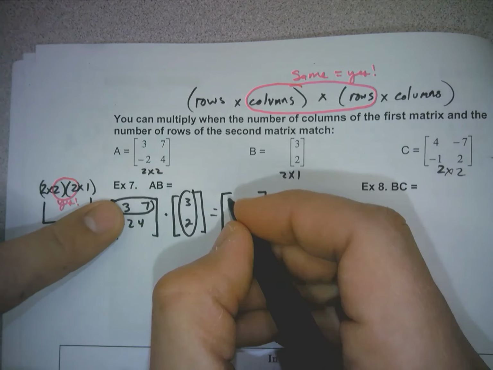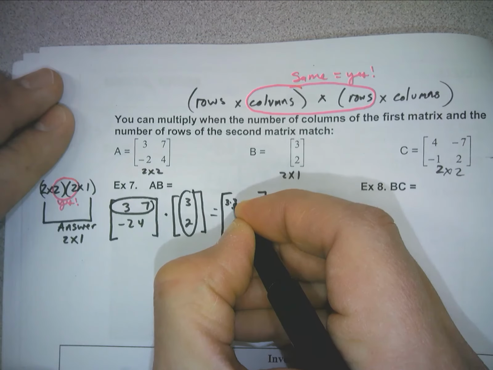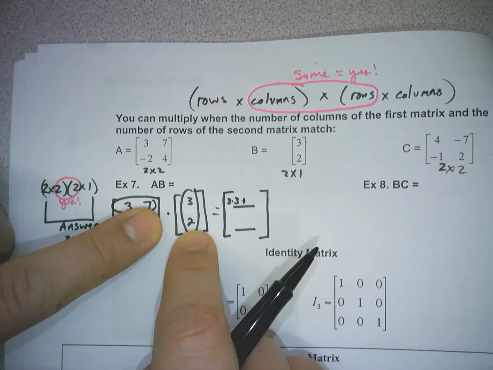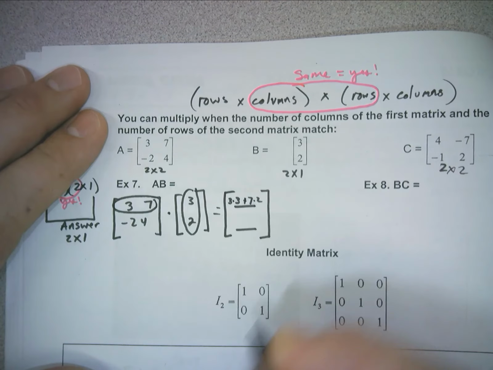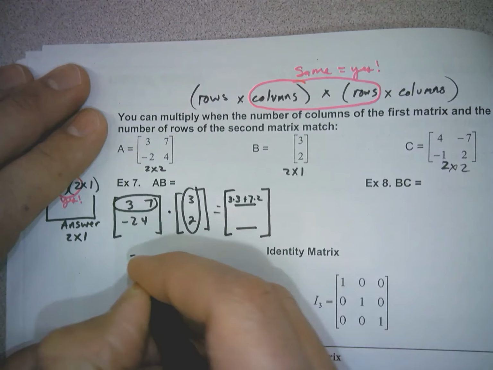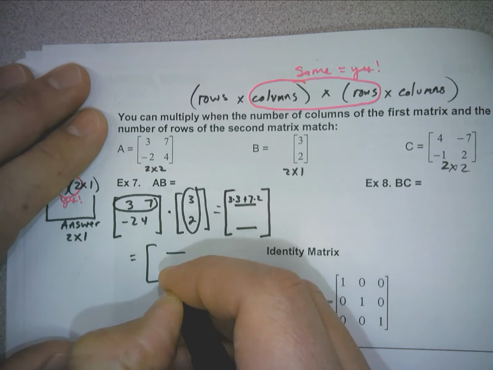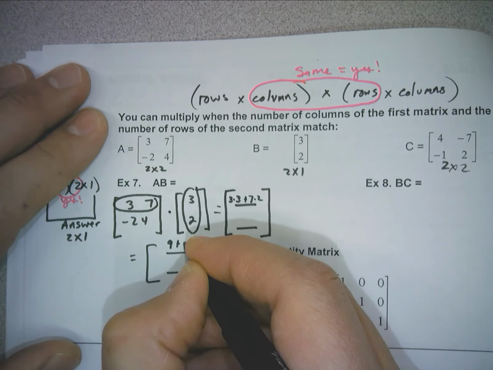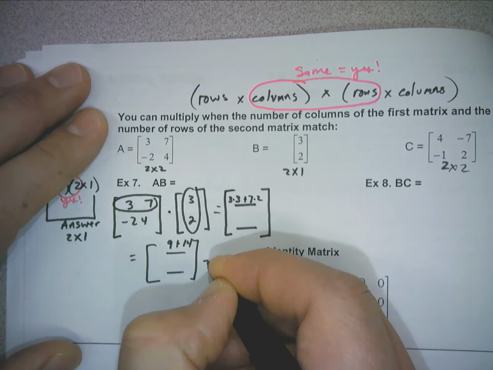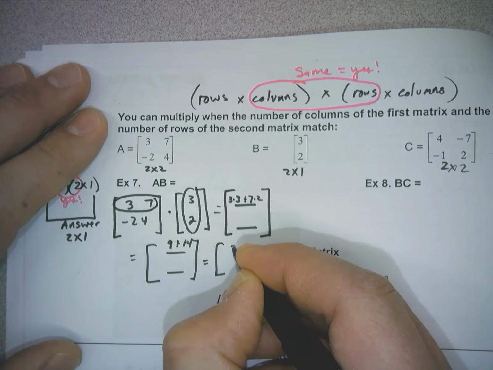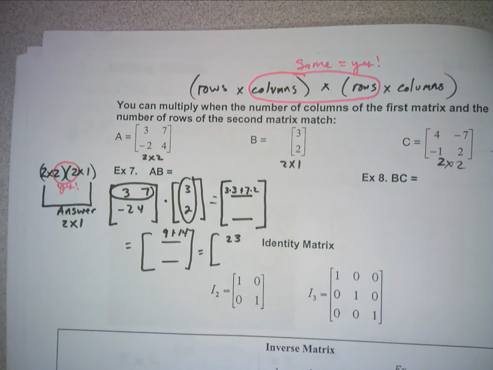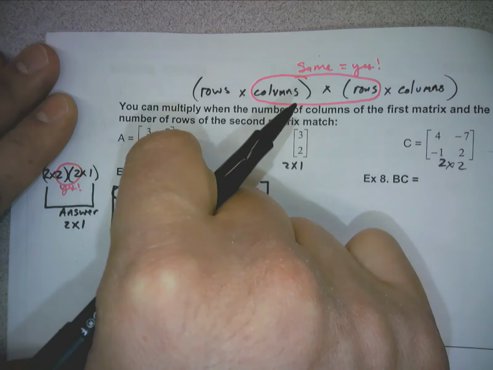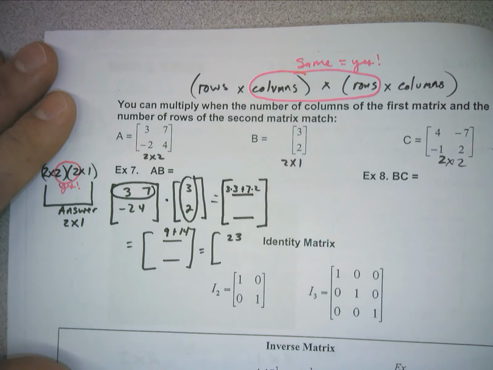I take 3 times 3 and I add it to the next product, 7 times 2. So 3 times 3 is 9, 7 times 2 is 14, and I add them together and I get 23. So I'm taking these numbers here, multiplying them by these numbers here, and adding them together.